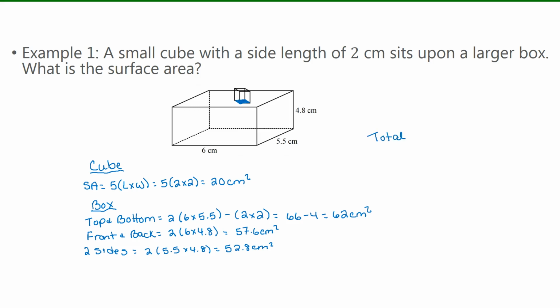Now to find the total surface area, I will add up all these values. 20 plus 62, 57.6, and 52.8, which gives me 192.4 centimeters squared. Now another approach to find the total surface area is to find the area of the cube by multiplying it by 6 and find the total area of the box and then subtract the overlap off after. Now I was taking off the overlap as I went along, but you can take it off at the end if you like. Either way, you should get the same answer.